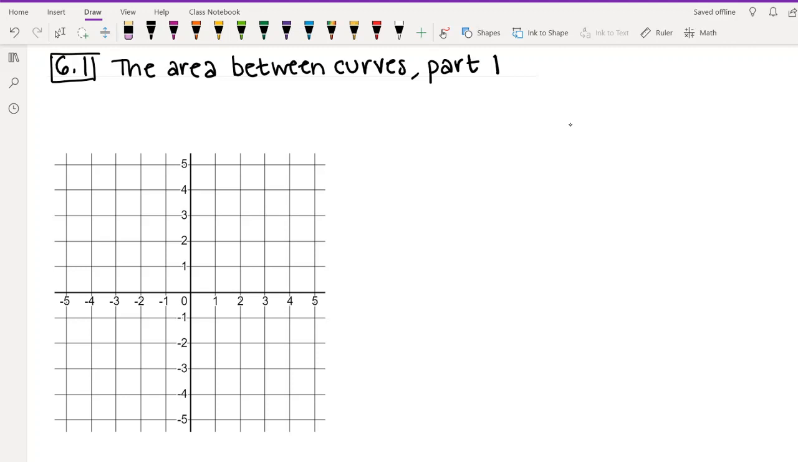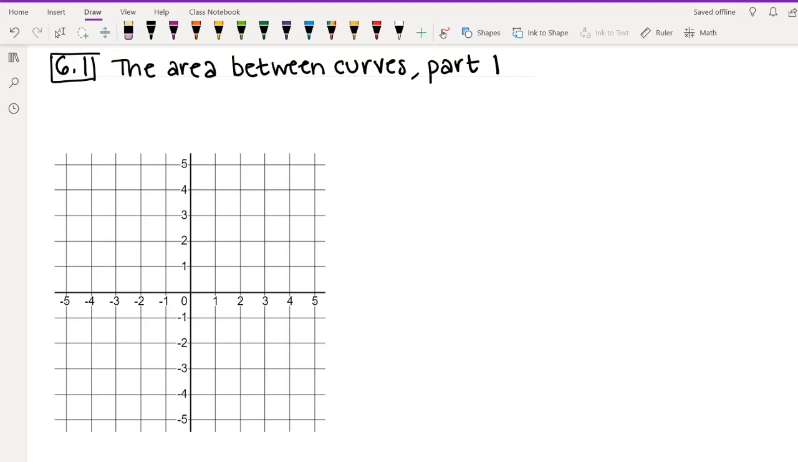Hi everyone. So in this video, we're going to learn how to use integration to find the area of a region that is between two graphs. So in the past, we've been using integrals to find areas that lie between a graph and the x-axis, but now we're going to generalize that to be able to find areas that are between different curves.